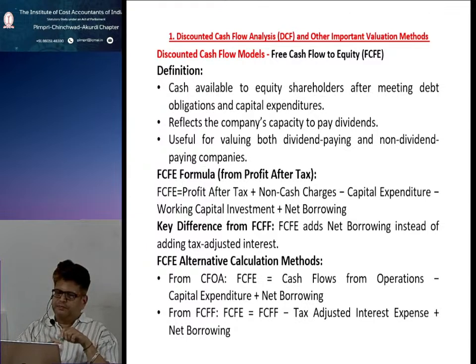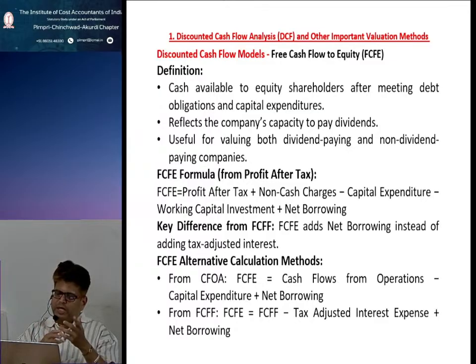Then we saw free cash flow to equity, another variant of free cash flow. Definition-wise, it is cash available to equity shareholders after meeting debt obligations and capital expenditure. It reflects the company's capacity to pay dividends, useful for valuing both dividend paying and non-dividend paying companies. FCFE formula is PAT plus non-cash charges minus capital expenditure minus working capital investment plus net borrowing. So the key difference from FCFF is that FCFE adds net borrowing instead of adding tax adjusted interest.